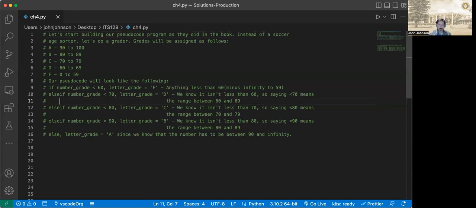Else if number grade is less than 90, letter grade equals B. So we know it isn't less than 80. So saying less than 90 means we're talking about the range between 80 and 89.